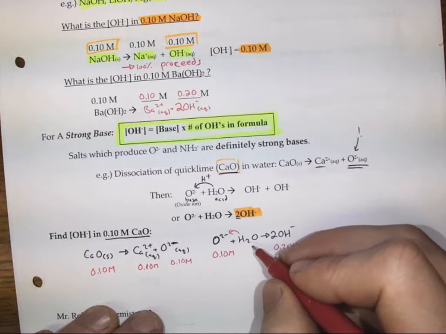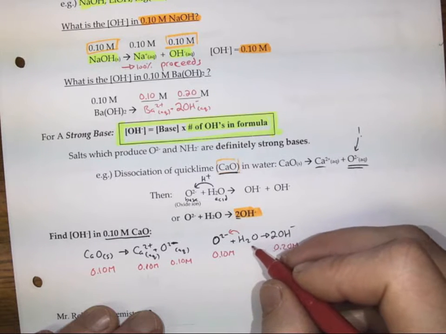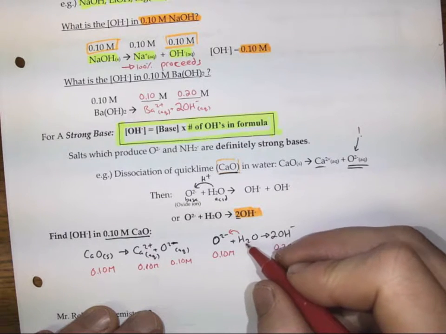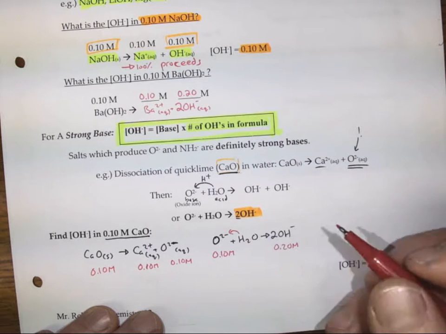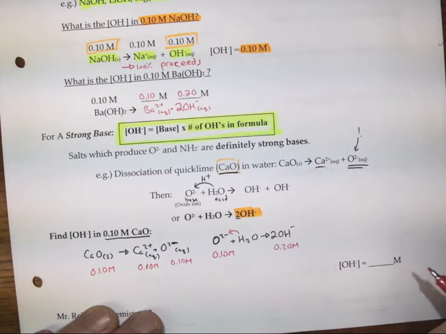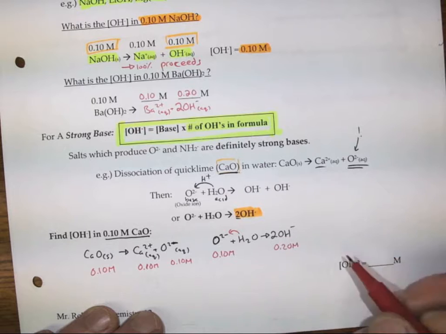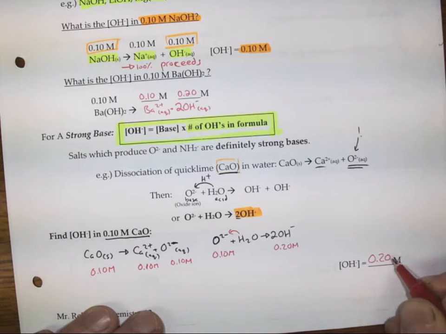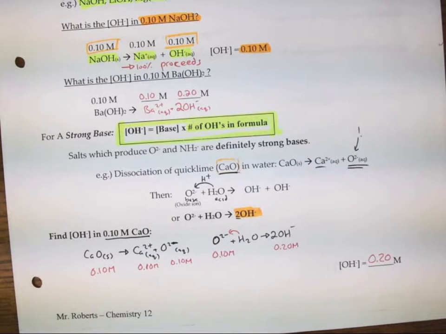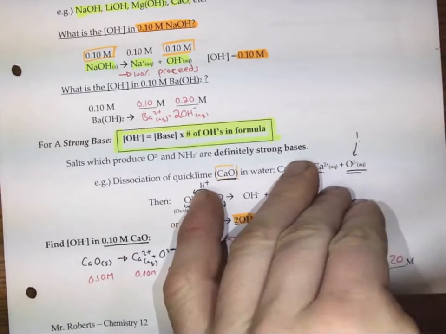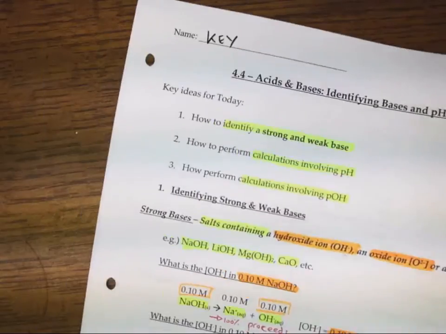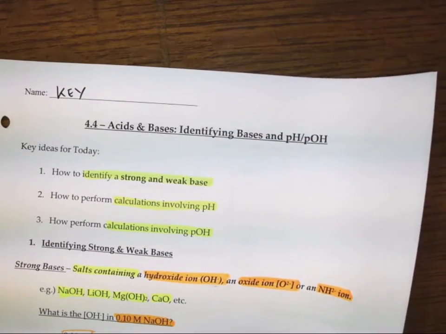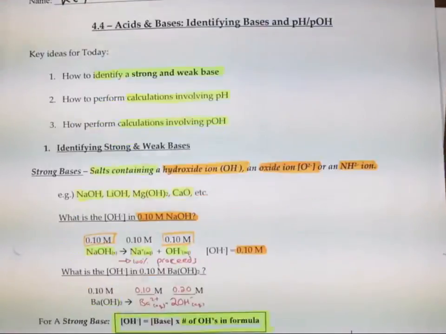Now there's plenty of water, so it's irrelevant. The number of moles of water per liter is quite high, like 55 moles or something like that. And it doesn't change significantly in a reaction like this, so we're going to ignore that for now. All right, so the hydroxide ion concentration is 0.20 molar as a result. Okay, so that's identifying strong bases.